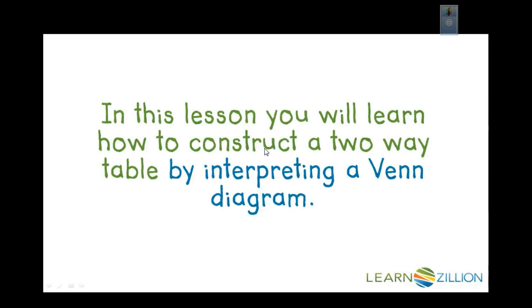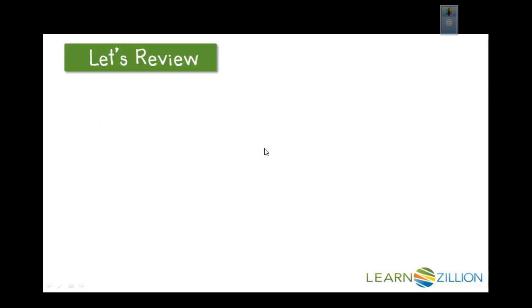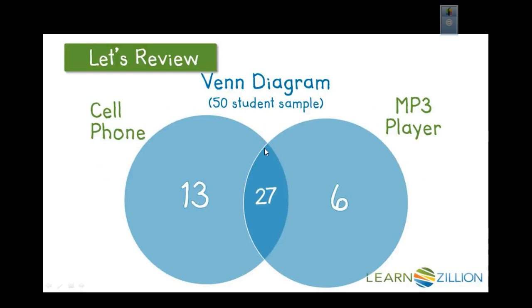In this lesson, you will learn how to construct a two-way table by interpreting a Venn diagram. Let's review. A Venn diagram is used to picture relationships between 2 categories of things. Each circle represents a category. The number in the circle represents the number of sample items that are in that particular category, while the number in the overlapping region represents the number of items that fit into both categories at the same time.